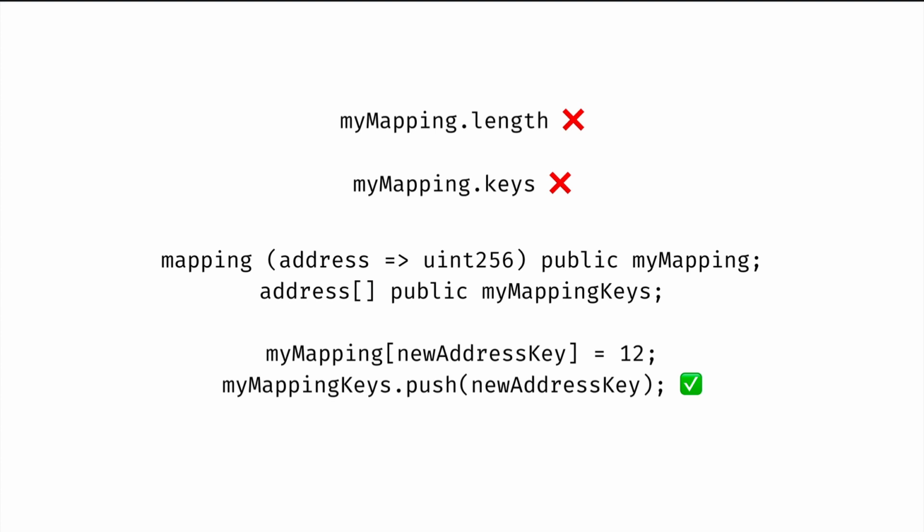So here you would have a mapping and an array with the same type as the mapping keys. So address and address. And every time you set a new address key inside the mapping, you also store it inside the array. In general though, I would say think about a different design which doesn't require you to iterate over all values in a mapping if possible.